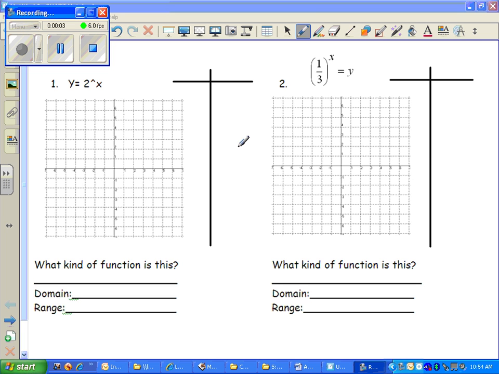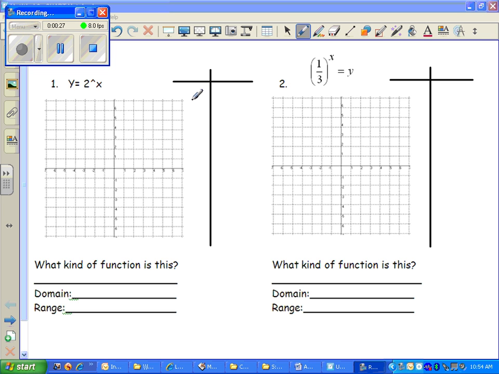These are the first two questions on the review where you have to graph exponential equations, and then you have to identify the domain and the range and what type of function it is. Remember that the kind of function you have to write is exponential growth or exponential decay. If you just write exponential, it's not a complete answer and will have to be counted wrong.